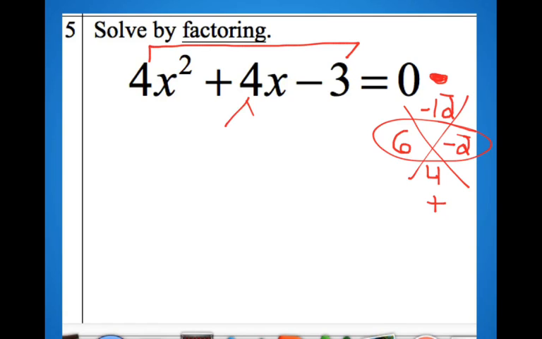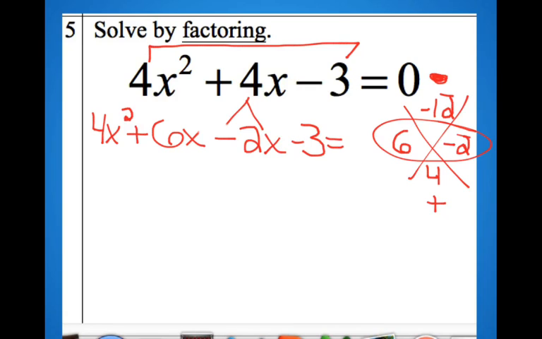So it looks like the numbers are going to be 6 and negative 2. So this is the one where we rewrite the middle term using those two numbers. So 4x squared plus 6x minus 2x, again I'm using these numbers, minus 3 equals 0. Now we created a polynomial of 4 terms so that we could do grouping.